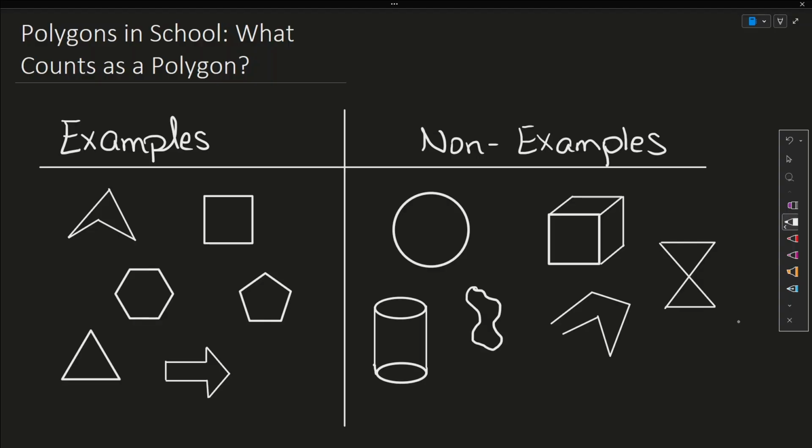If I look at the example sides, I see a square, a hexagon, a pentagon, a triangle, this kind of weird quadrilateral in the upper left, and this arrow. That arrow shape is important because it reminds us that polygons do not have to look regular or familiar. They just have to meet the definition.